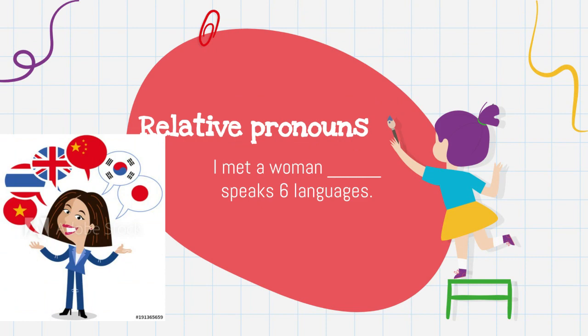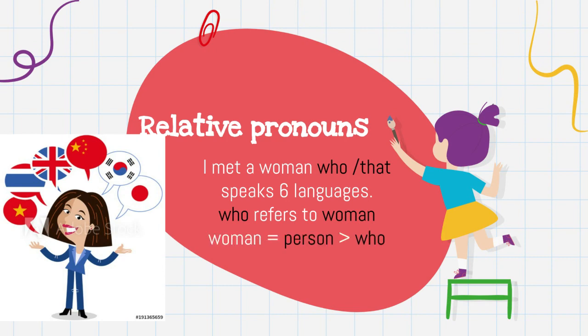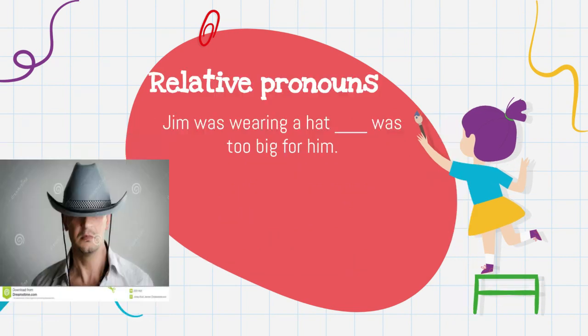First of all, this sentence is, I met a woman who speaks 6 languages. So we need a relative pronoun, a pronoun that relates to a woman. And that is, of course, who and that. Why? Well, who refers to woman. Woman is a person, and then we use who. And who can be replaced by that.